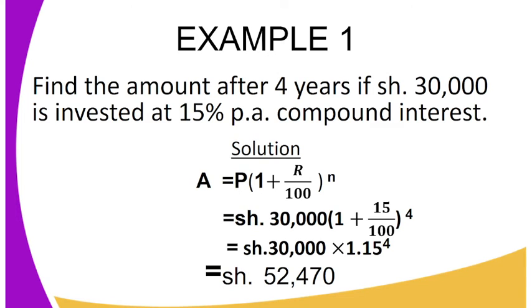We've come to the end of our lesson, and you have to remember that for compound interest, the value of amount is equals to P in brackets 1 plus R over 100 raised to power n.